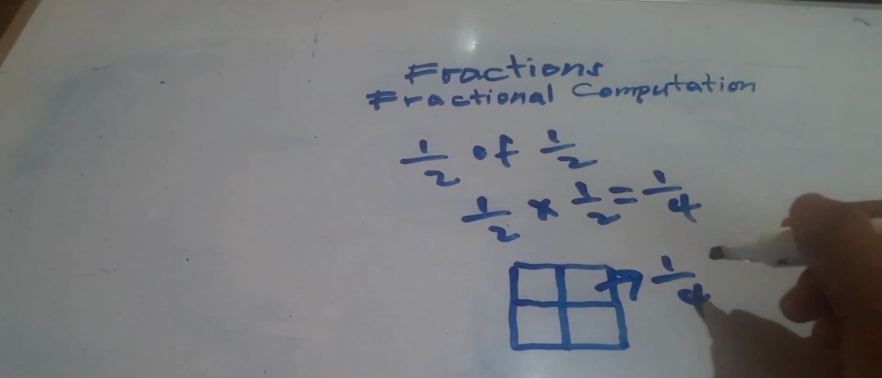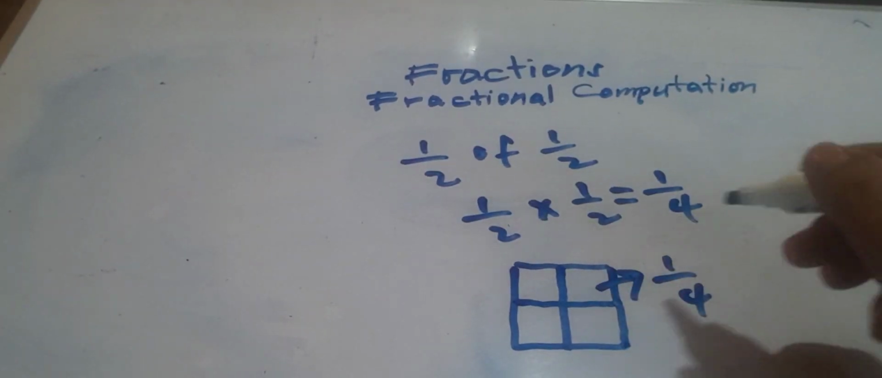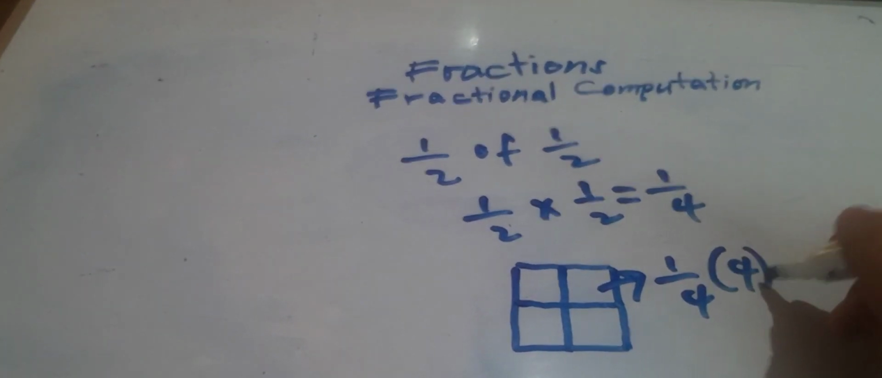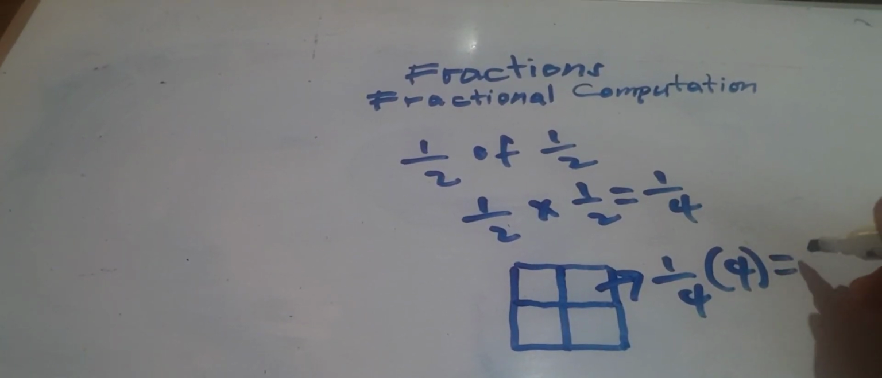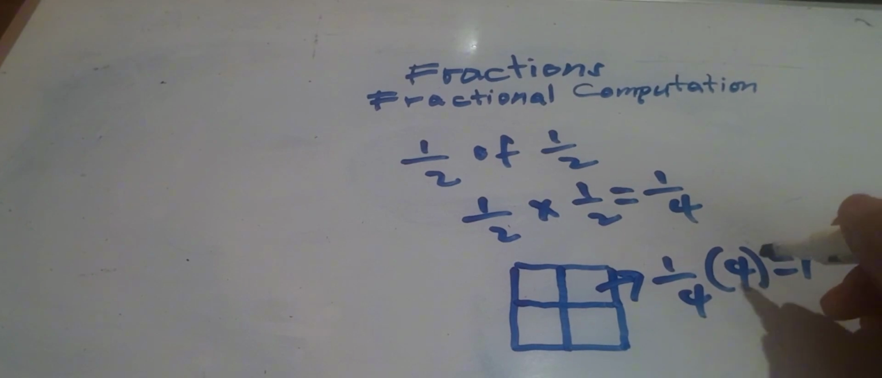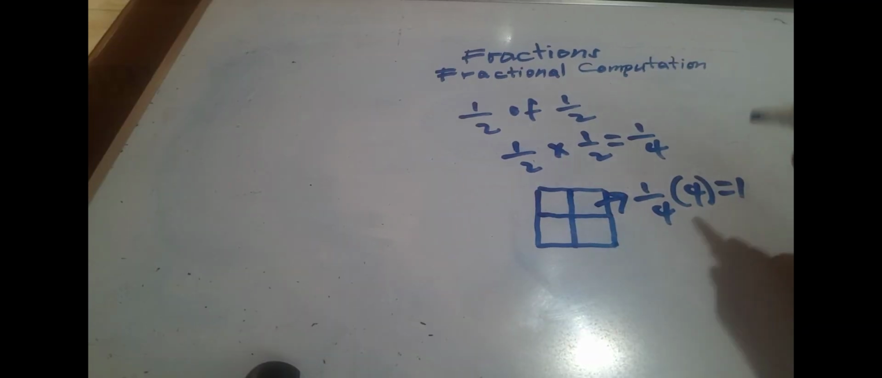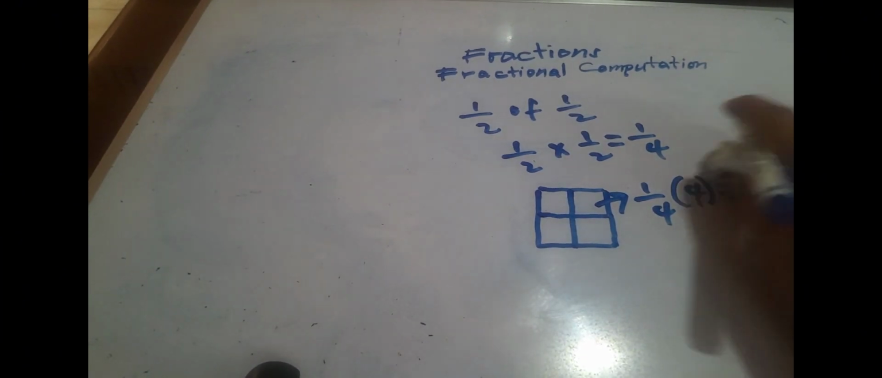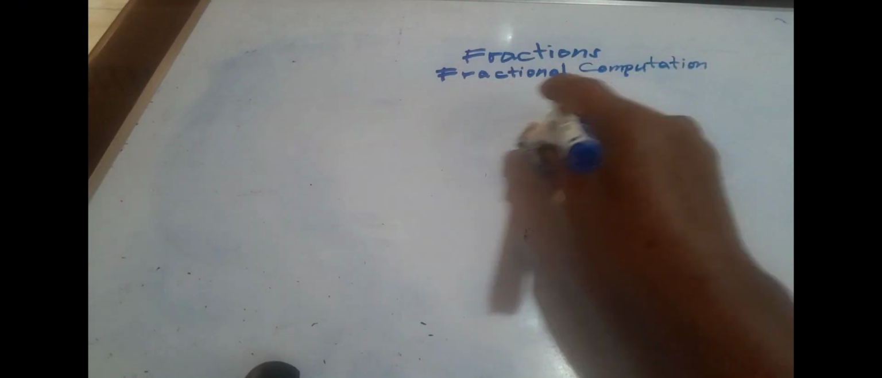The 1 part of this fourth is equal to 1/4, this one. So how many 1/4? 1, 2, 3, 4, times 4. Therefore that is equal to 1, because 1 times 4 divided by 4 equals 1. So what is 1 half of 1 half? That is 1/4.